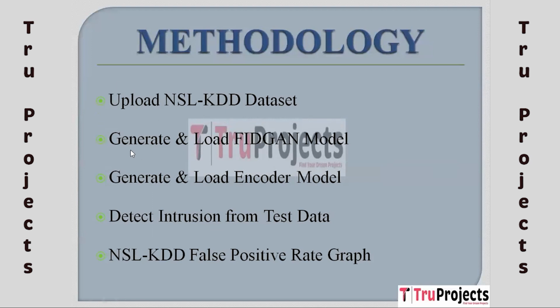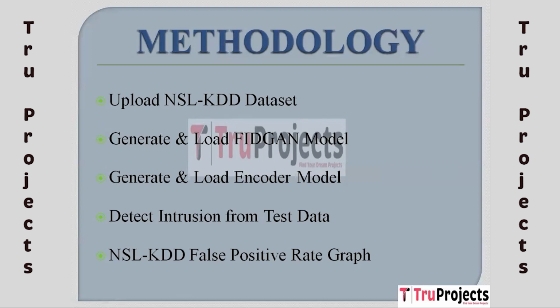The second module is Generate and Load FID-GAN model. Here, we set up a special system, FID-GAN, that learns by creating fake data and trying to trick itself. Think of it like a detective and a forger working against each other. This system is fine-tuned to work in foggy conditions, fog computing, and helps us identify unusual activities.